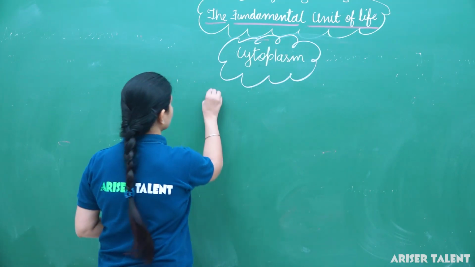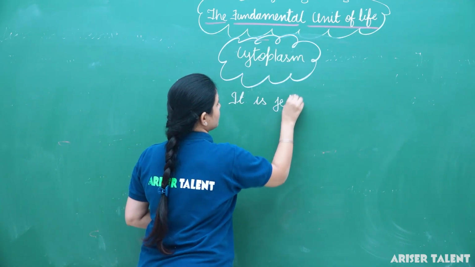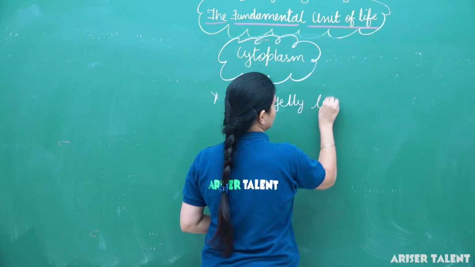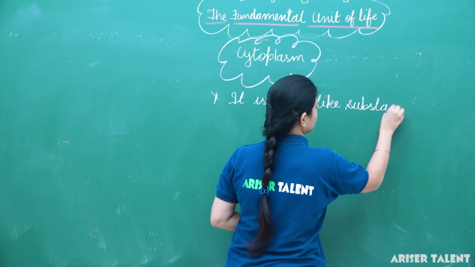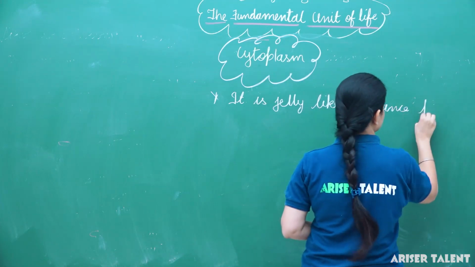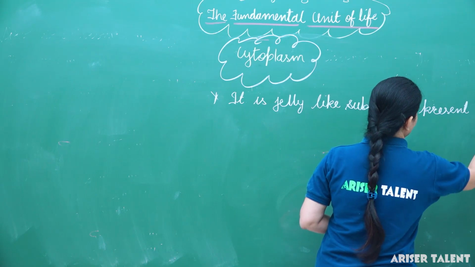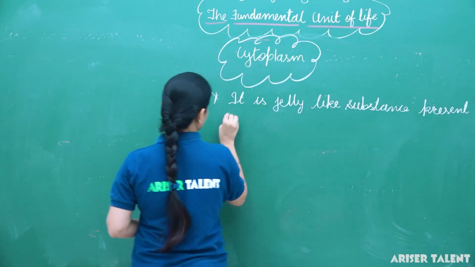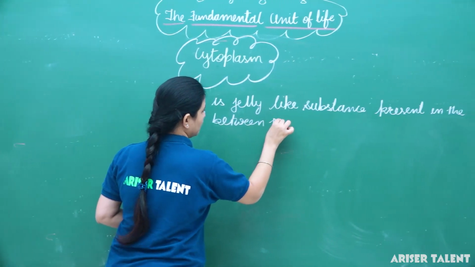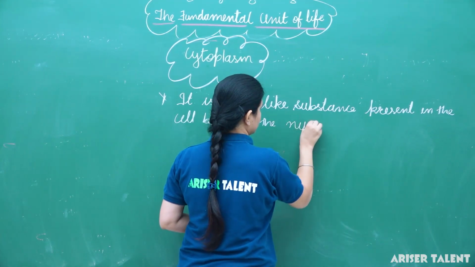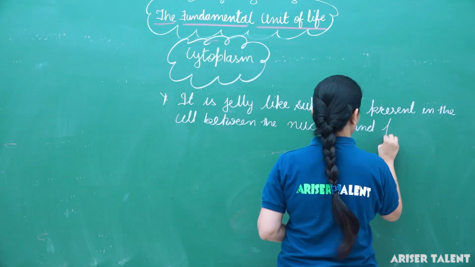So what is cytoplasm? It is a jelly-like substance present in the cell between the nucleus and plasma membrane.